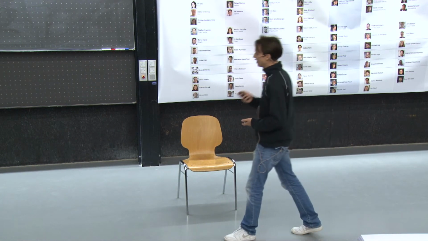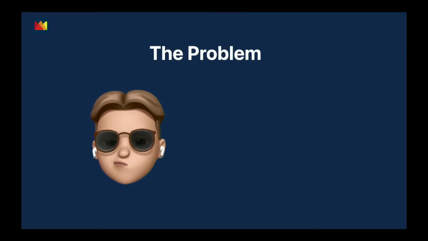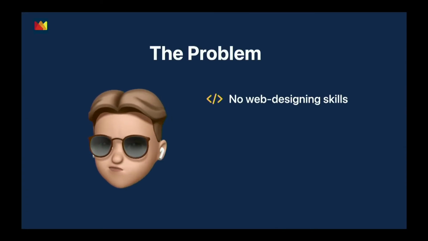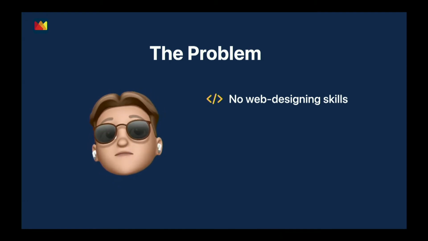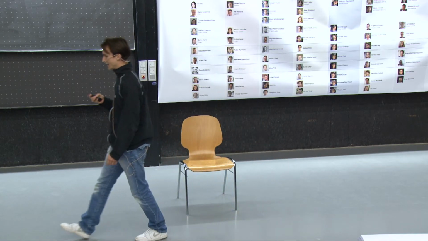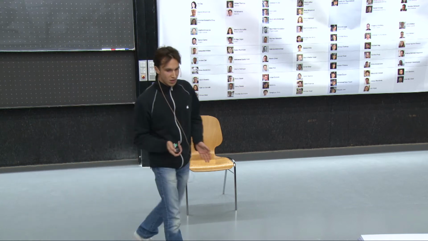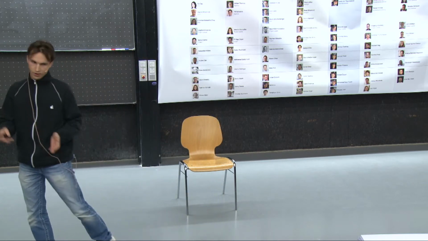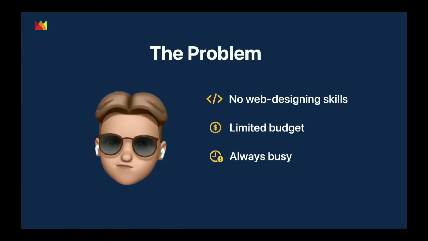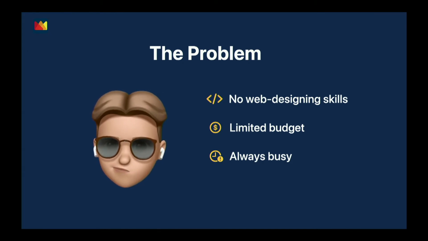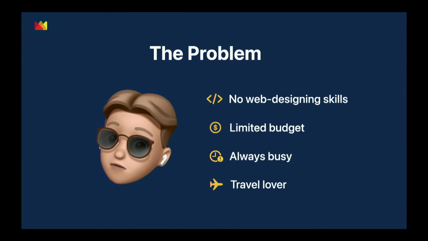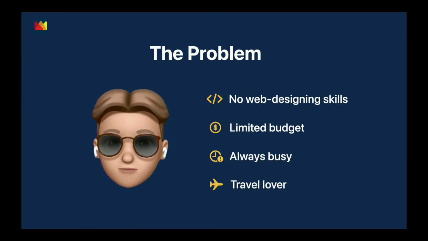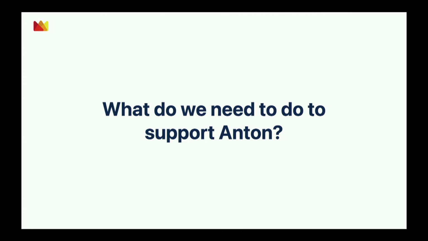So he started thinking, and a couple of issues appeared. First of all, Anton isn't a web developer himself, so he doesn't know HTML, and he can't do it alone. Also, he doesn't have the money or the resources to hire someone to do it for him, and he doesn't have the time to actually learn it himself. In addition to all of this, Anton travels a lot, so for him, a mobile solution would be the perfect fit.